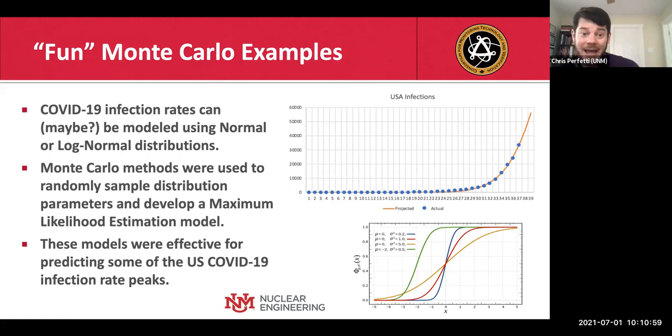It actually was accurate for the first peak that we had. It predicted it within about a day or so. So it worked out pretty well. Of course, the method ultimately did not work in the long term because, well, why? Because the outbreak was a multimodal outbreak, right?